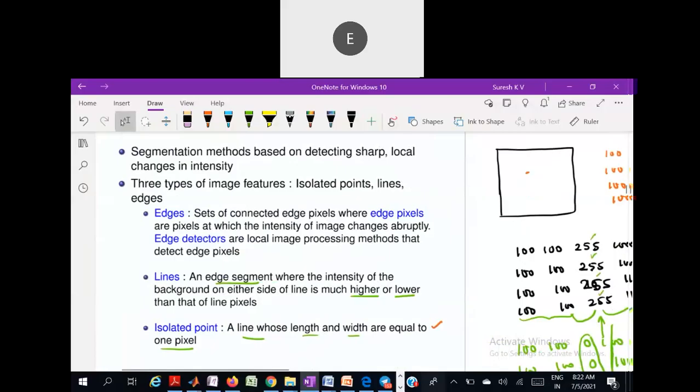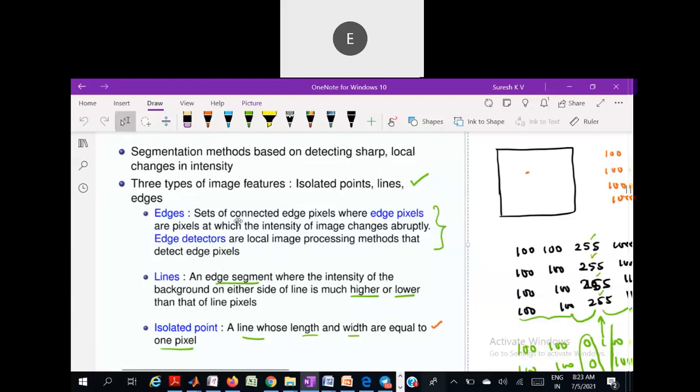So what it says is, three types of image features. One is isolated point, second one is a line, third is an edge. So an edge means a set of connected pixels where edge pixels have abrupt changes in intensity near the edge pixels. Anything that detects this is called an edge detector. They are the processing methods that are used.